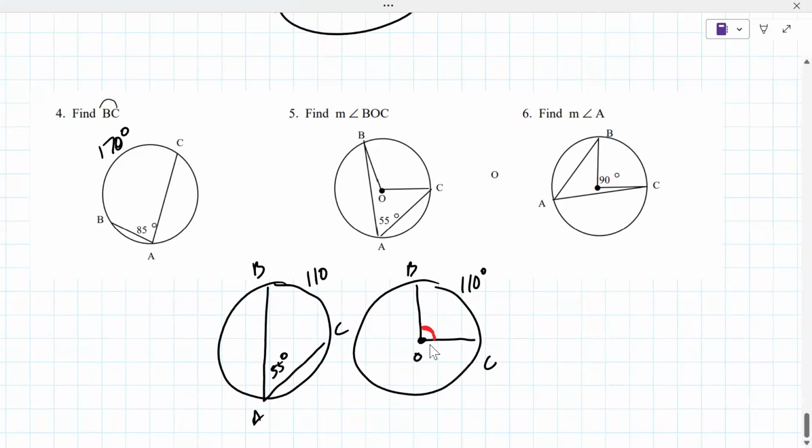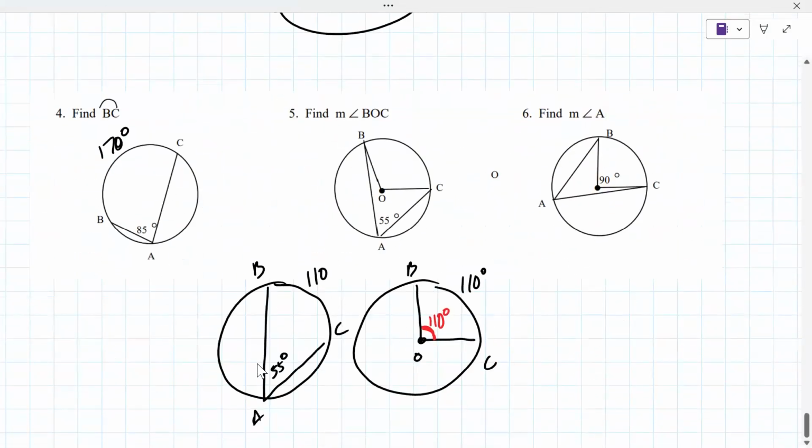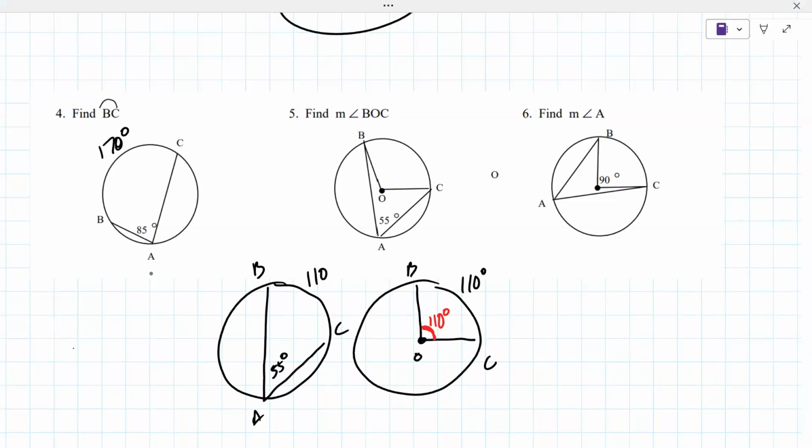That's the 110 central angle. Yes, exactly. You don't have to make these separate drawings, but they could help. So I'll leave that up to you, how you want to proceed with number 6. This one's actually kind of backwards, but we'll do a few more after this too.